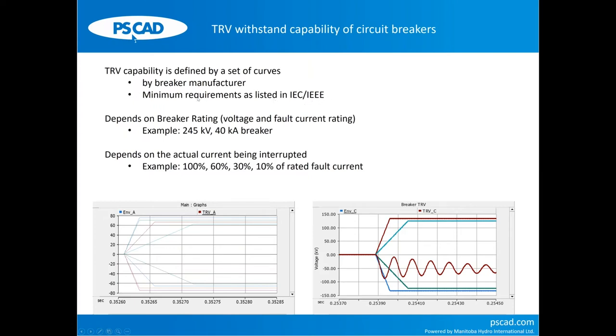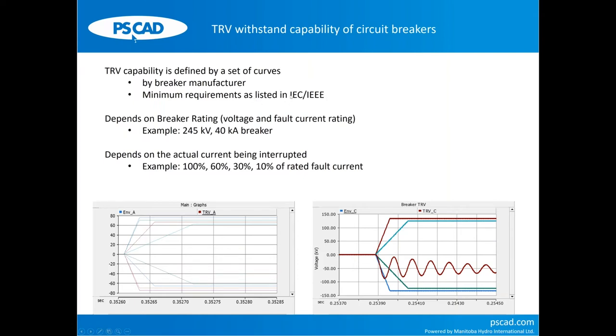So you can treat IEEE as the minimum capability curve, but if you're doing studies, if you're lucky, you're getting a breaker manufacturer's capability curve, that's the actual curve. So you should try to get breaker manufacturer curves, but most of the time it's not possible. Then you can go with the minimum capability curves defined in IEEE.